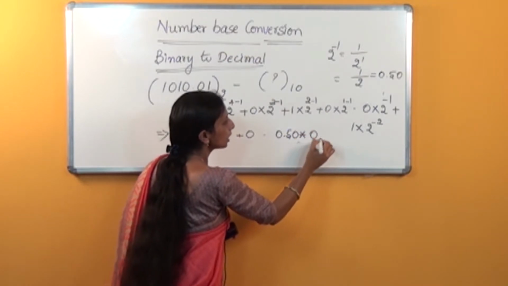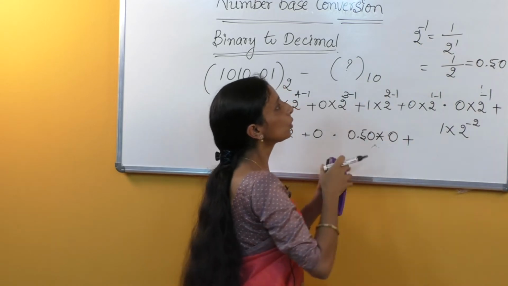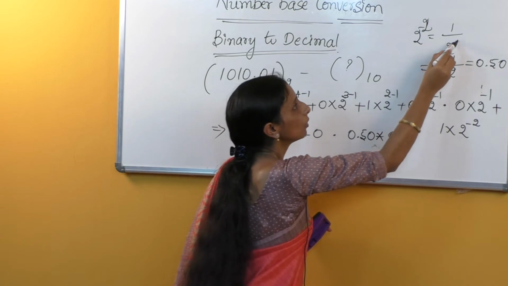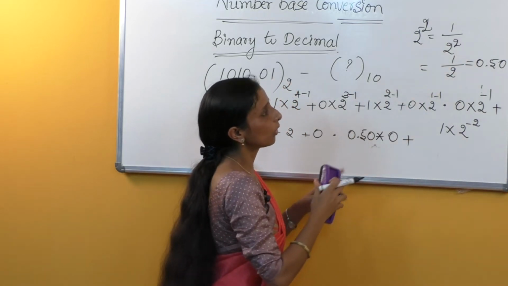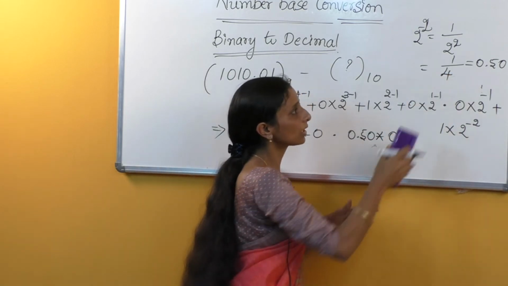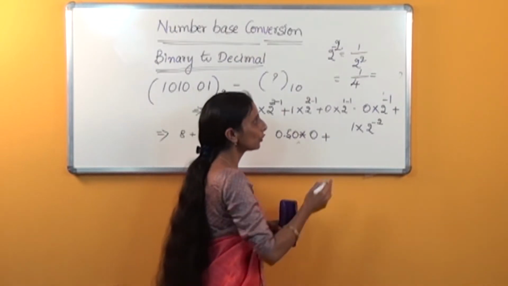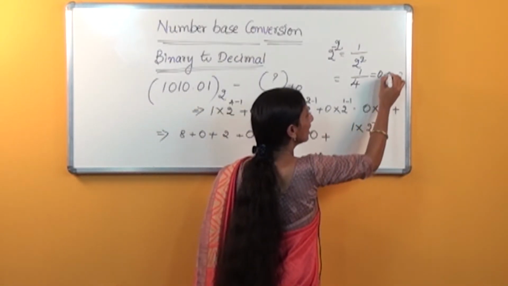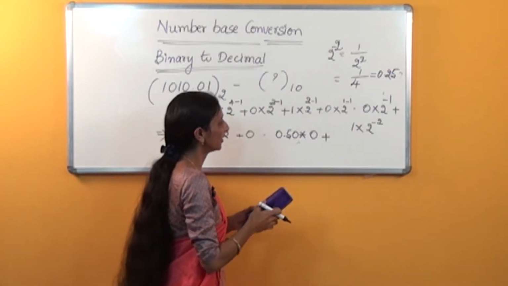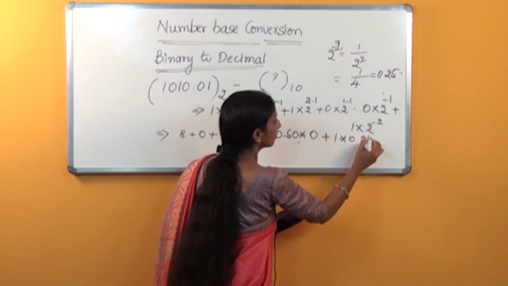Into 0, plus, similarly, we know 2 to the power minus 2 is equivalent to 1 by 2 to the power 2. 2 to the power 2 is equal to 4. So 1 by 4 is equal to 0.25. So that is 1 into 0.25.